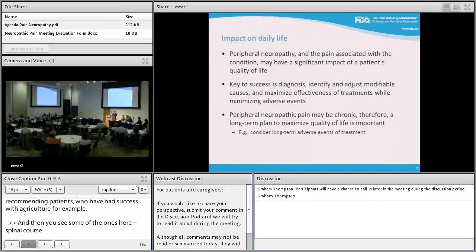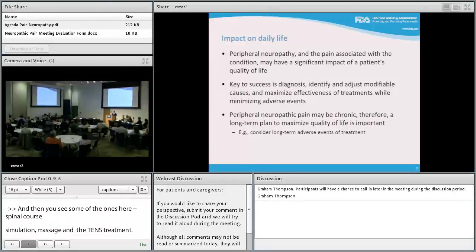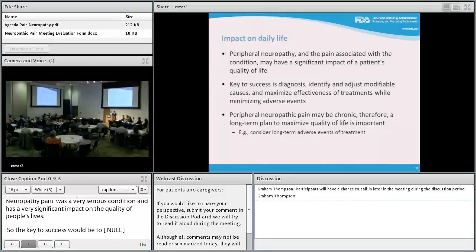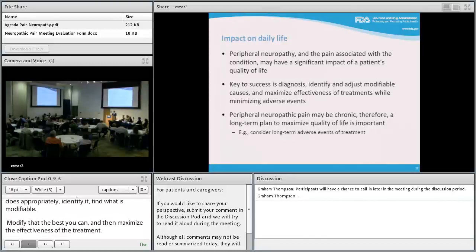So we all know that peripheral neuropathic pain is a very serious condition, and it has a significant impact on the quality of people's lives. So the key to success would be to diagnose appropriately, identify it, find what is modifiable, modify that the best you can, and then maximize the effectiveness of the treatments while keeping in mind the long-term adverse events. Because peripheral neuropathic pain is often chronic, it's not something that happens in a couple of days and goes away, you want to make sure that the long-term plan, one, is flexible, and also you have to consider what the long-term implications of treatment would be. For example, consider long-term adverse events or side effects.